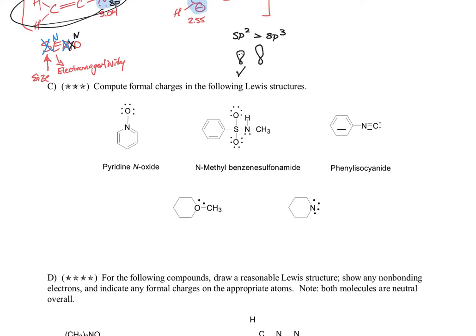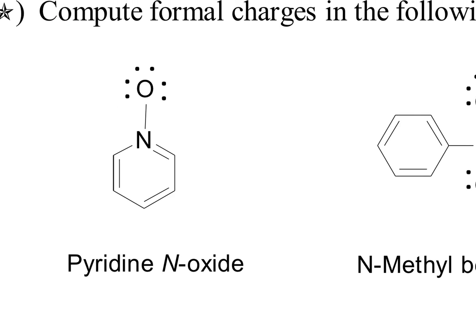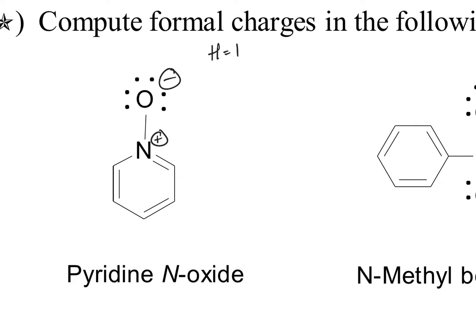All right, question C, compute formal charges in the following Lewis structures. I'm going to do this the quick way. Oxygen with 1 bond, 3 lone pairs is negative. Nitrogen has 4 bonds, it's going to be positive. Sometimes for these atoms, we say hydrogen is going to be 1. Lithium, sodium, potassium, those are also 1. We have fluorine, chlorine, bromine, and iodine also having 1. And I'm talking about covalent bonds they make.